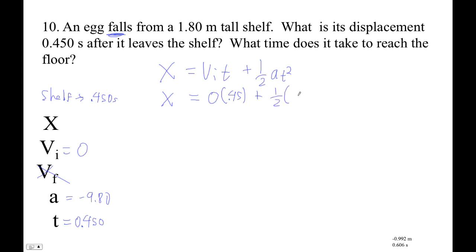Plus 1/2 times negative 9.8 times 0.45 squared. Yes? Okay. So 0 times 0.45 is nothing. It's not 0.45, it's 0. Okay, and now we just multiply this out. So I go 0.5 times negative 9.8 times 0.45 squared. And I get that it's negative 0.99225, right? So it has gone down, with 3 digits, negative 0.992 meters, right?